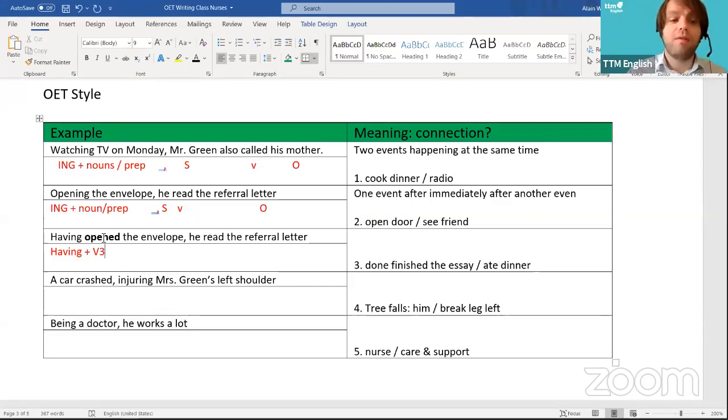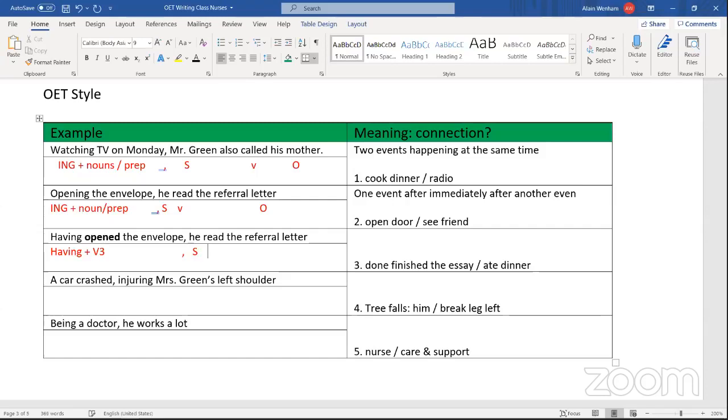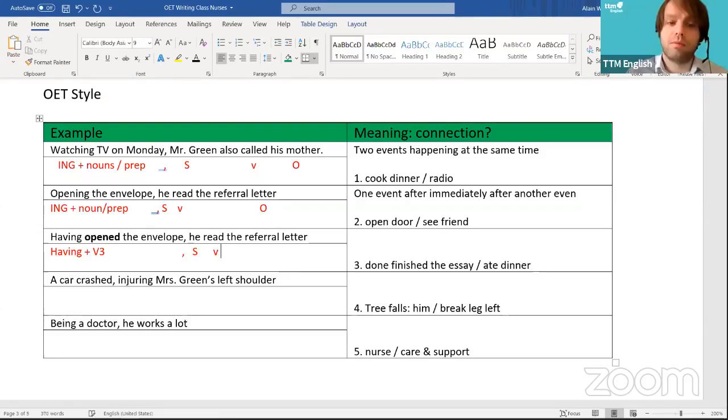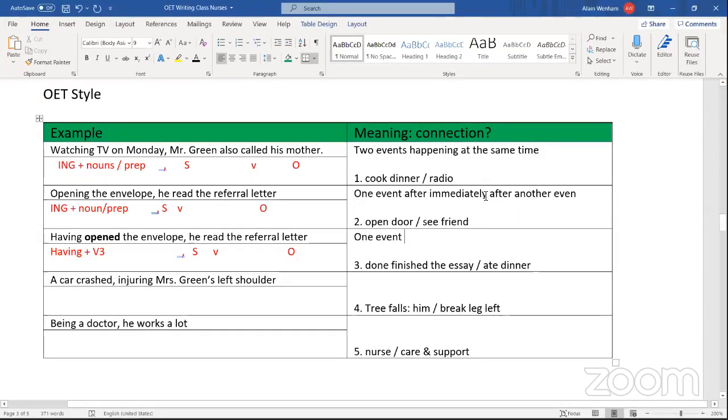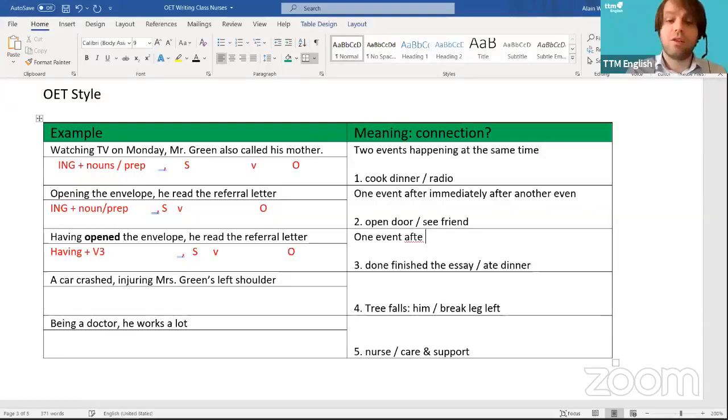So having opened the envelope, right? What's coming next? Subject. Verb. Object. Normal clause, with subject, verb, object. Good. Now, what's the meaning, Val? Is it one event immediately after another? It's just one after another, right? There's no immediate.